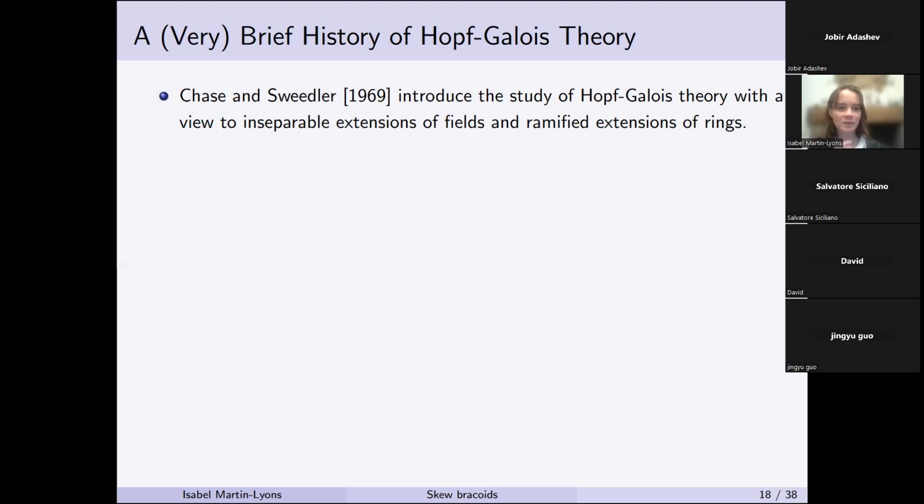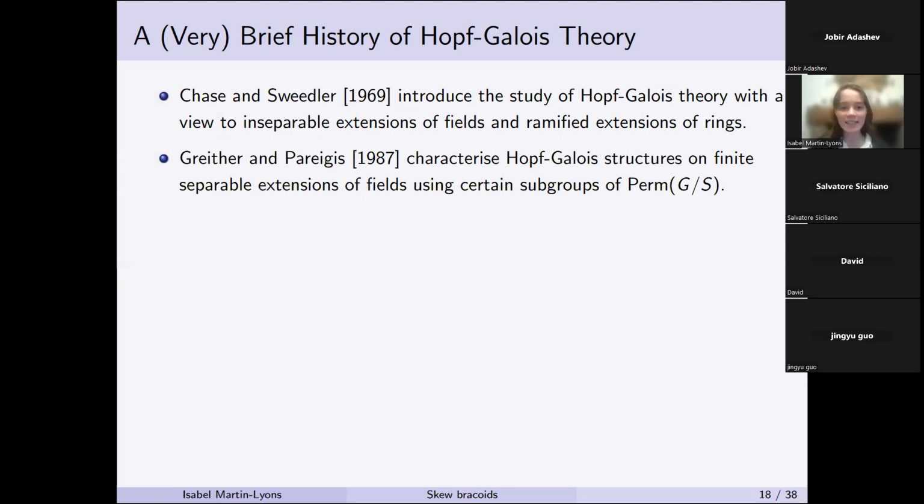So a brief history of Hopf-Galois theory for me. Chase and Sweedler in the late 60s introduced the study of Hopf-Galois theory with a view to inseparable extensions of fields and ramified extensions of rings. And this didn't turn out to bear much fruit, as I understand it. But in the late 80s, Greither and Pareigis characterized Hopf-Galois structures on finite separable extensions of fields using certain subgroups of this permutation group. So this G is the Galois group from the Galois closure down to our base field, and S was the one from E over L, sorry.